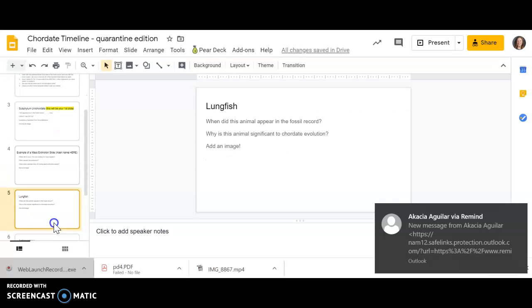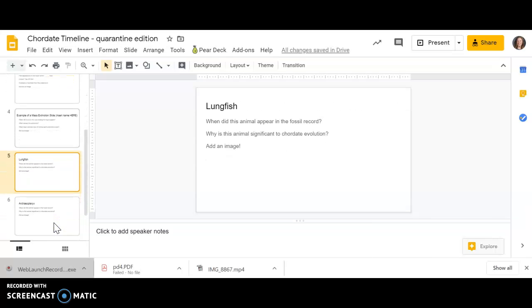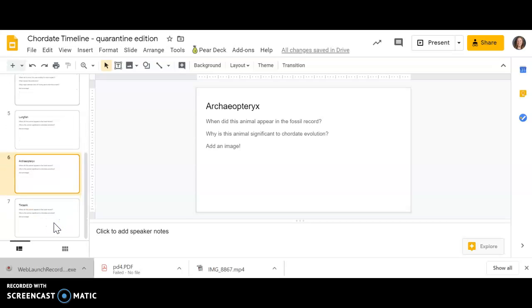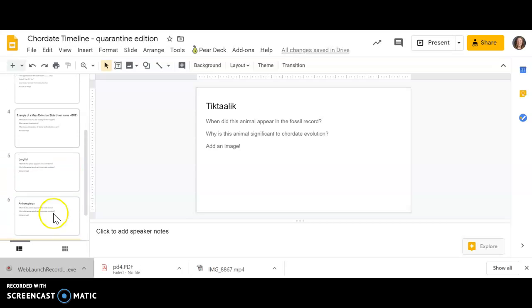Okay. And then I gave you 3 different slides, one for lungfish, one for Archaeopteryx, and one for Tiktaalik to add your information there. Remember, you are going to have to move these around to make sure that they are in the correct chronological order. Okay. So you're going to add in when it appeared in the fossil record and why it's significant.